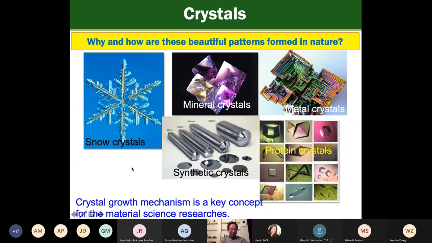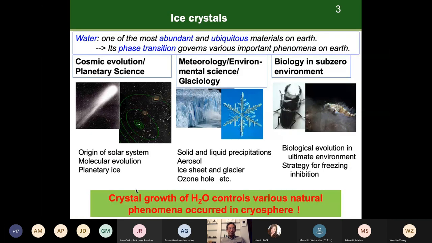And also, crystal growth is a subject which is the key concept for material science research. I think you are not so familiar with snow and ice crystals, so I'd like to talk about ice crystals a little bit in my introduction.